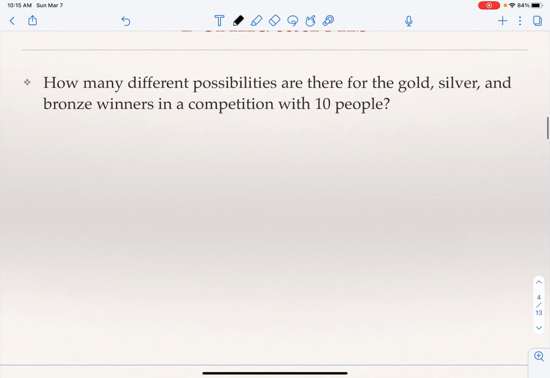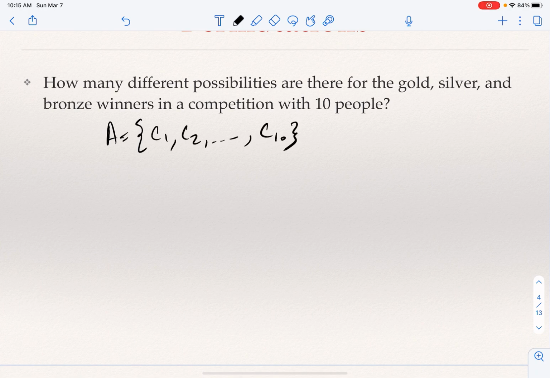Let's look at another example here. How many different possibilities are there for the gold, silver, bronze winners in a competition with 10 people? So here the set has 10 competitors, for example C1, C2, up to C10. I need to choose 3 from them, so n is 10. And the order matters, because if you give me C1, C2, C3, then C1 got gold, C2 got silver, C3 got bronze. If you give it to me as C3, C2, C1, then C3 got the gold and C1 got the bronze. So here this is P of 10 choose 3, which is 10 factorial divided by (10 minus 3) factorial, which is 7 factorial.